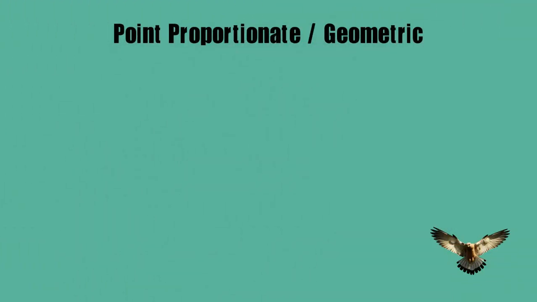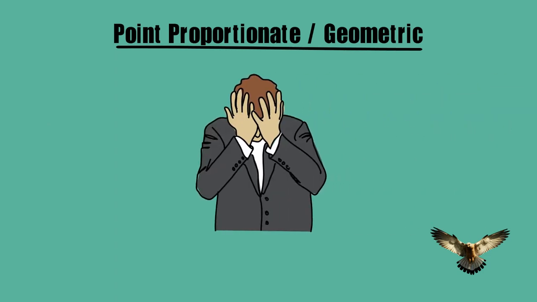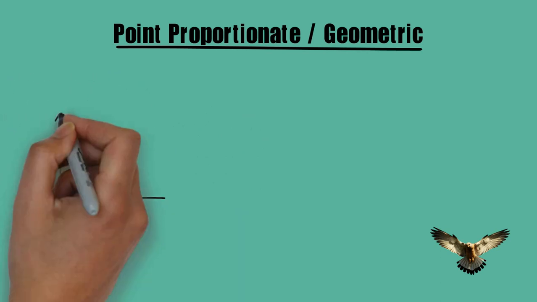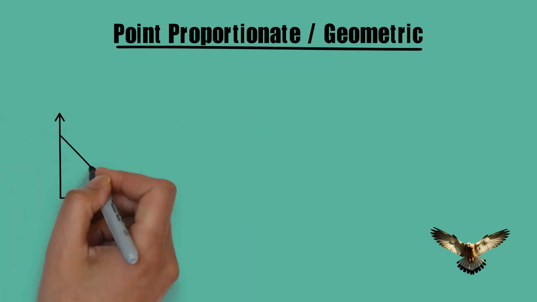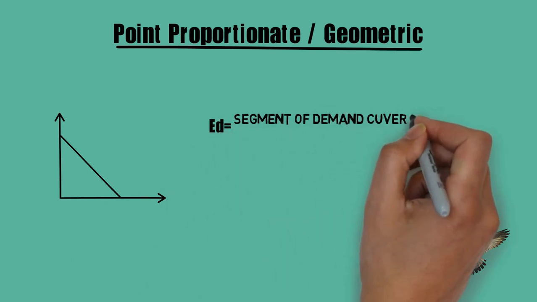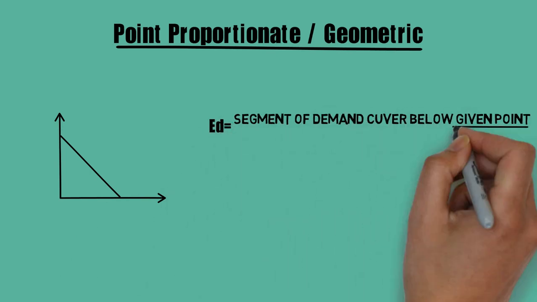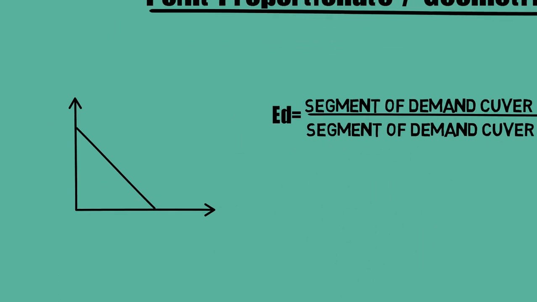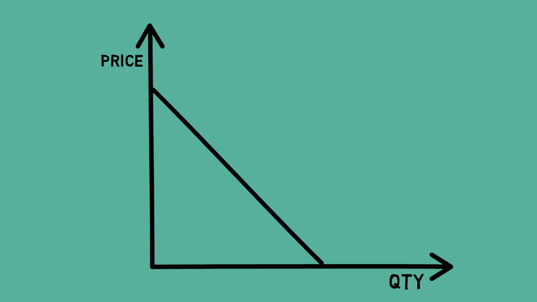The last way to measure elasticity is the point proportionate method or the geometric method. This method was also developed by Alfred Marshall. At any point on the demand curve, elasticity is measured using this formula. Segment of demand curve below the given point divided by segment of demand curve above the given point. To understand this, look at the following diagram.